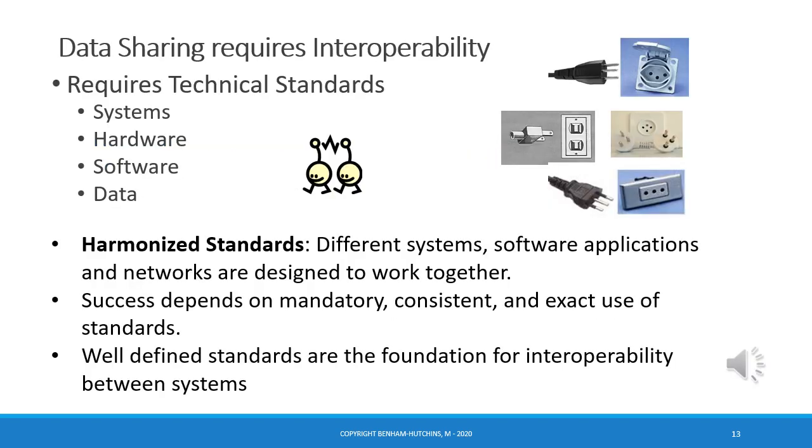So the ability to share data requires interoperability. And interoperability requires technical standards such that the systems, the hardware, the software, and the data can all talk to each other and be connected, and they're designed to work together. This is called harmonized standards.